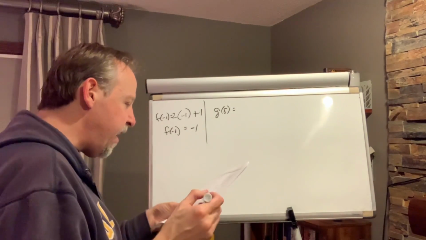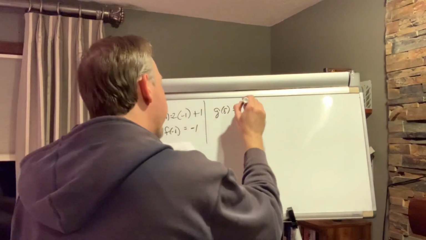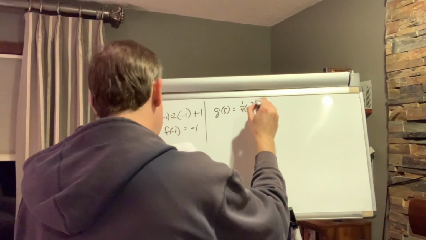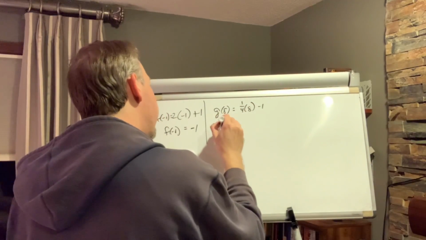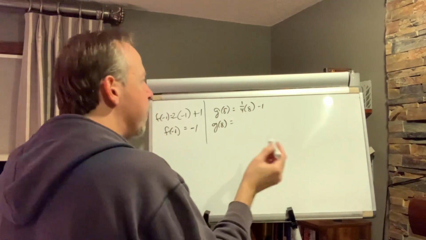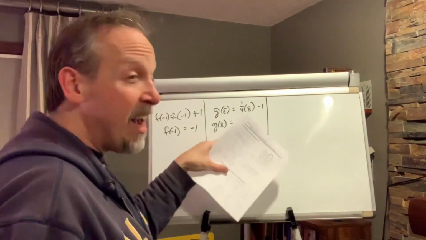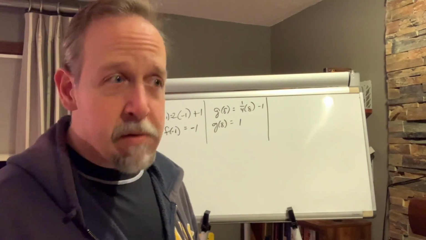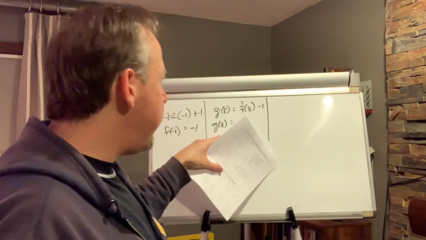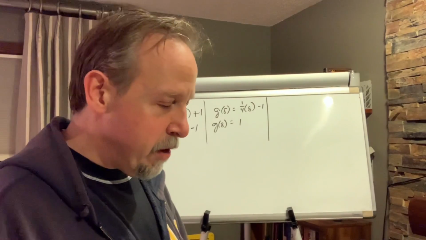G of 8. Plug in 8 for the function. So we get 1/4 of 8 minus 1. So g of 8, 1/4 of 8 is 2. 2 minus 1 is 1. Understand that I'd like you to leave as your answer in function notation g of 8 equals 1. That's the best thing you can do.